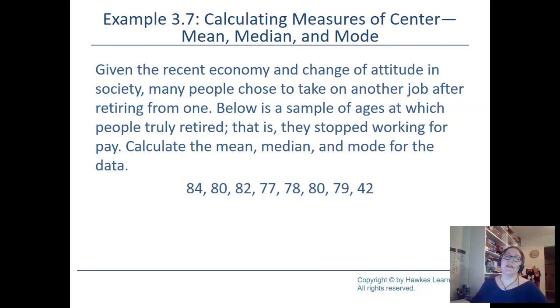Okay, so let's take the following example and find our mean, median, and mode. Given the recent economy and changes of attitude in society, many people choose to take on another job after retiring from one. Below is a sample of ages at which people truly retire. That is, they stop working for pay. We're going to calculate the mean, median, and mode. So we have 84, 80, 82, 77, 78, 80, 79, and 42. Guys, take a second, pause it, and try to see if you can do it on your own. Give it a second, come back, and we'll go through the answers.